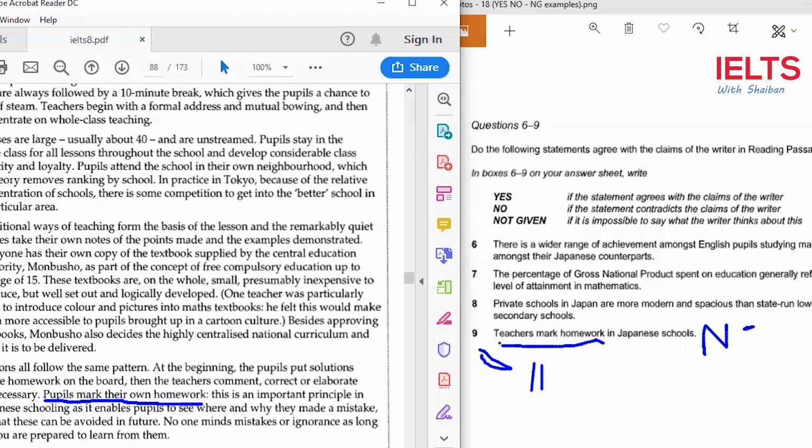Okay, sorry for this inconvenience in the computer. Anyway, this is what I have. So the answer is no.